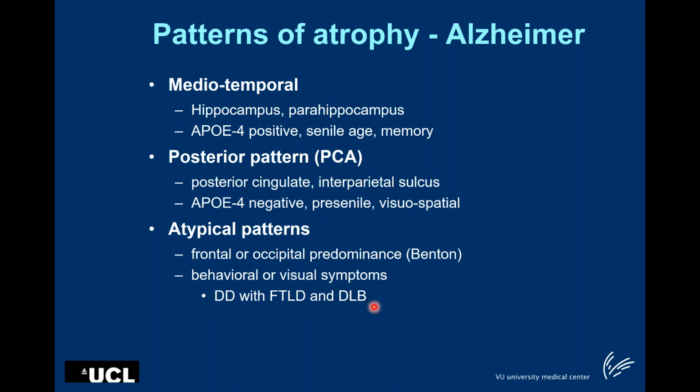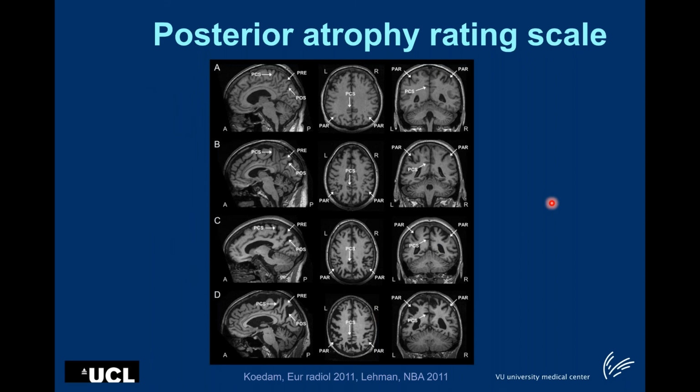Like for the visual rating of the hippocampus, we've developed a rating scale for posterior atrophy, first described by Esther Kudam, our PhD student, and Manja Lehmann from UCL has validated the scale also post-mortem. On a scale from 0 to 3, one looks at the opening of the parieto-occipital fissure, the cingulate sulcus, the precuneus, and the interparietal sulcus that you can see on the surface on transverse images.